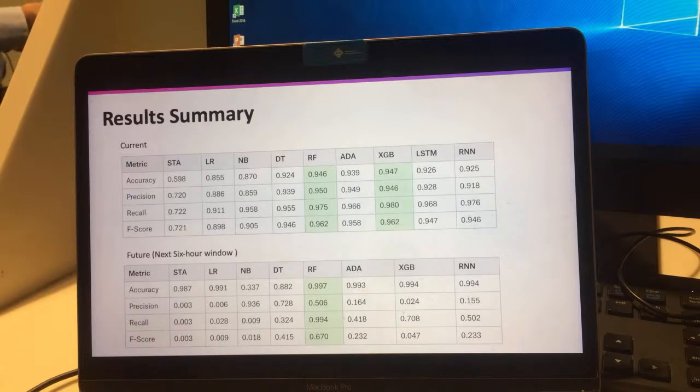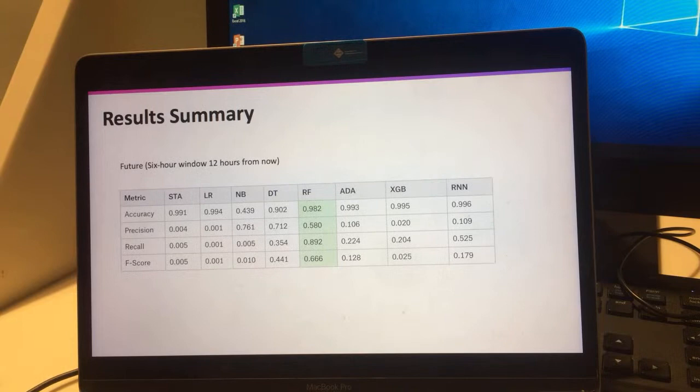So the best results are from random forest, but if you look at RNN, LSTM is not added here, but the results are very similar. Okay, so here we actually observe that there is a wide difference in the performance. And then there's another 6-hour window, again, very similar results. Again, I'll emphasize the same thing. The numbers are less important.